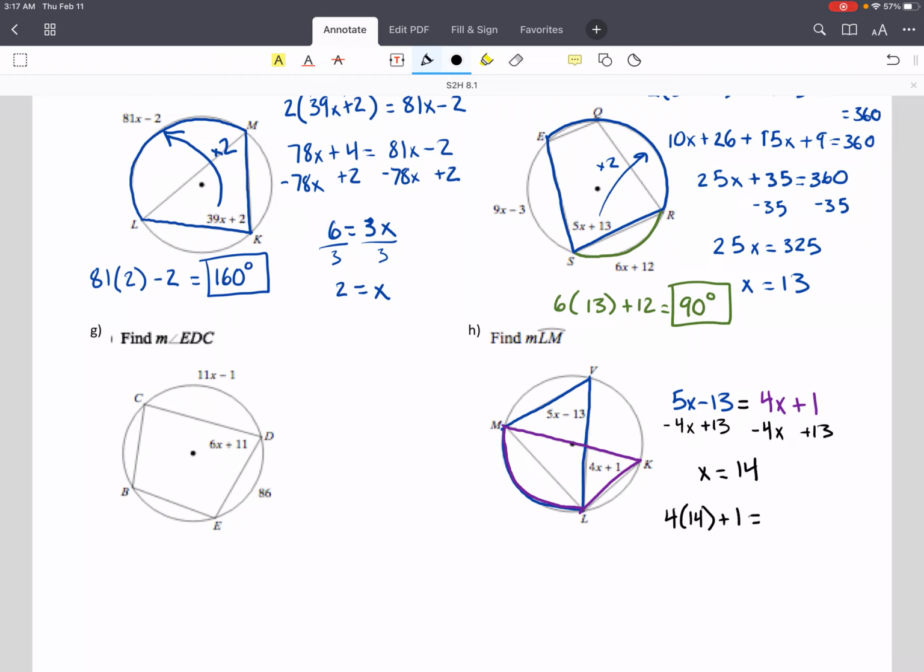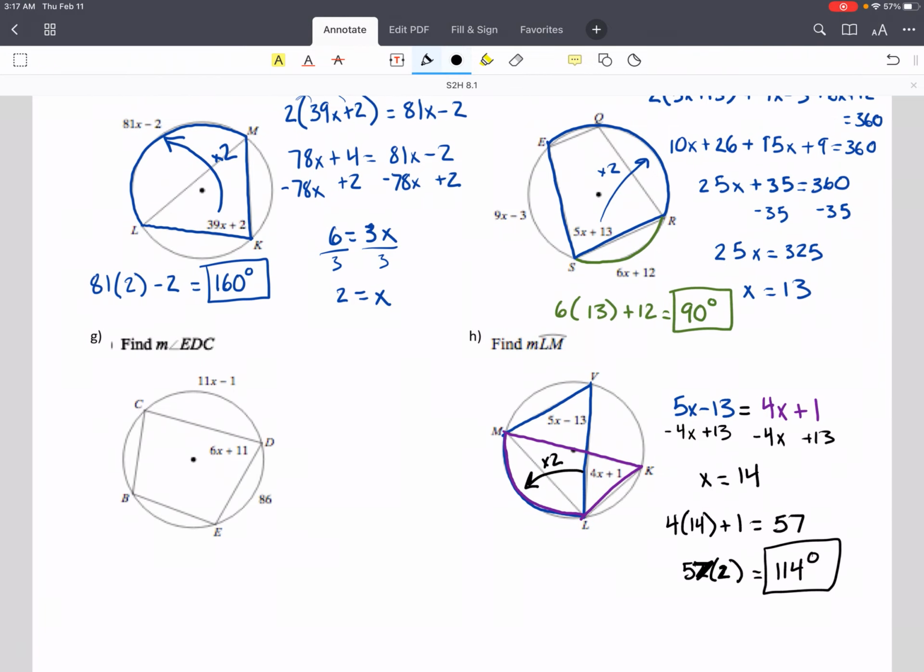Four times 14 plus 1. Let's see, 4 times 14 is 56. That's 57. So 57 gives me this angle. But remember, we've got to times it by 2 to get there. So 57 times 2 is 114 degrees. And that's it, friends.